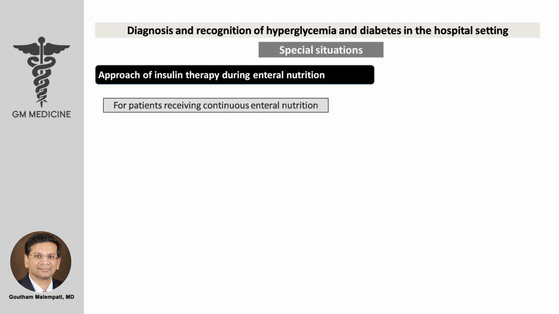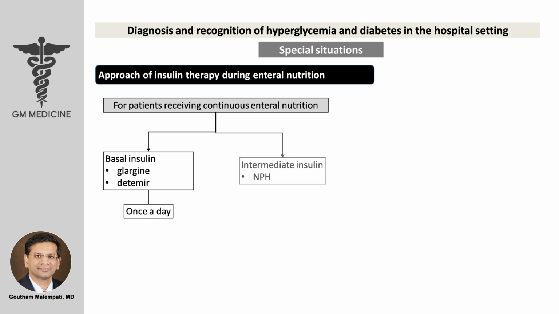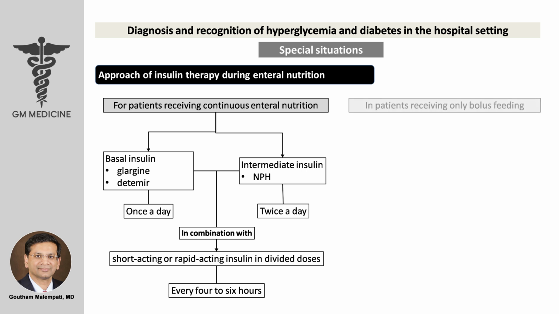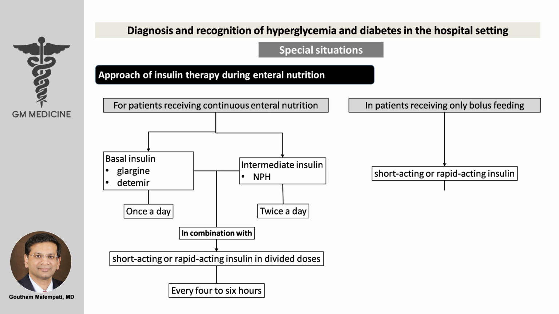Approach of insulin therapy during enteral nutrition. For patients receiving continuous enteral nutrition, administer basal insulin, either glargine or detemir once a day, or intermediate insulin such as NPH twice a day, in combination with a short-acting or rapid-acting insulin in divided doses every 4 to 6 hours. In patients receiving only bolus feeding, administer short-acting or rapid-acting insulin analog before each bolus administration of enteral nutrition.